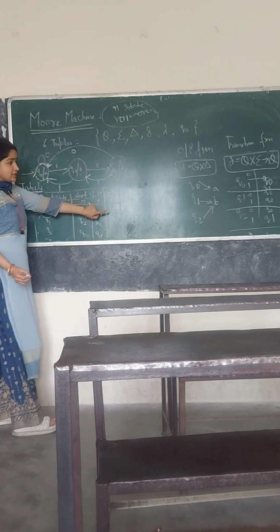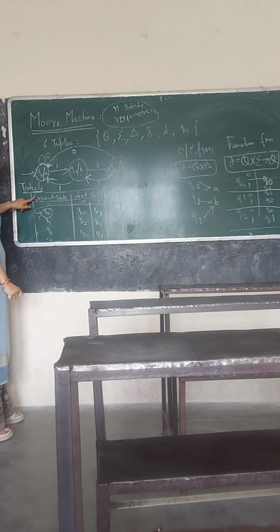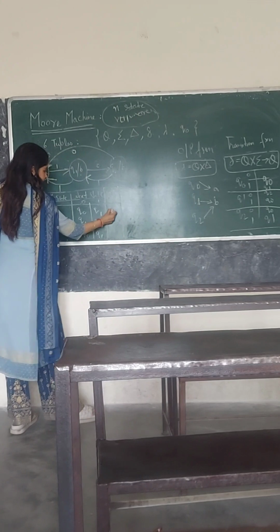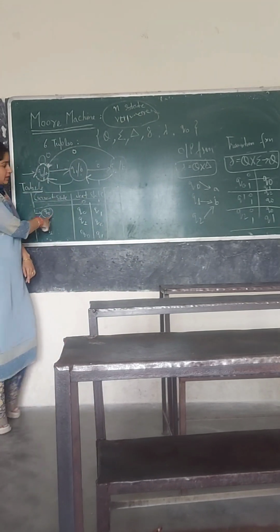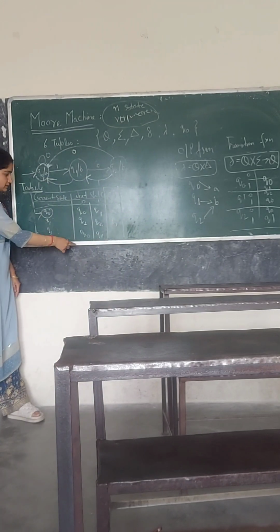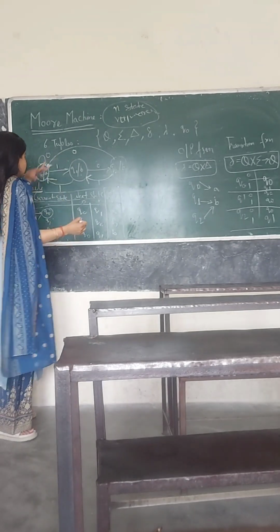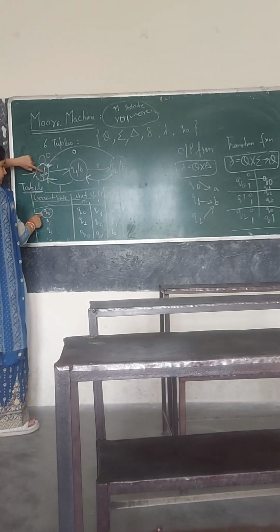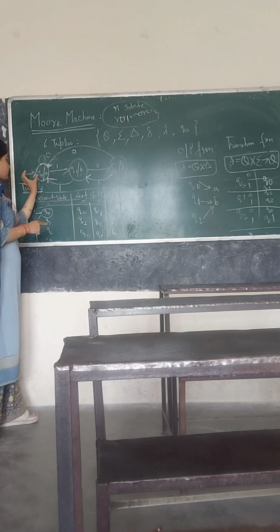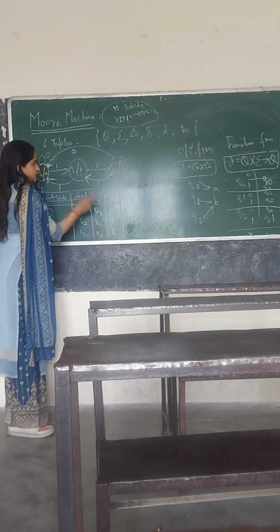Now we can check the output from the output function table. You can see here for Q0 output is A. For Q1 output is B. And for Q2 output is B. You can also check the outputs from this table. Q0 output is always associated with the state. So Q0 output is A, Q1 output is B, Q2 output is B.